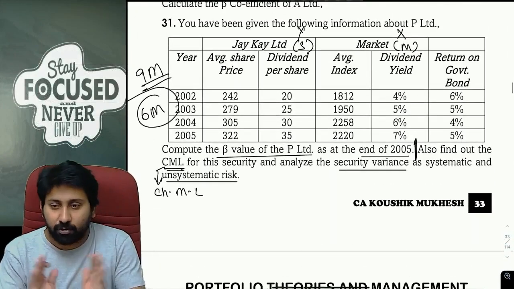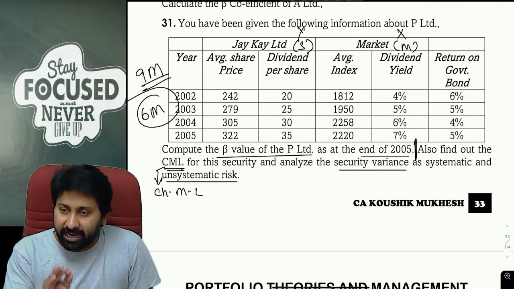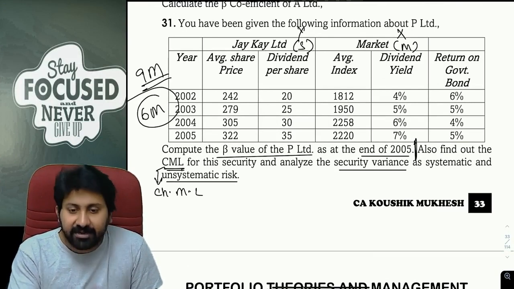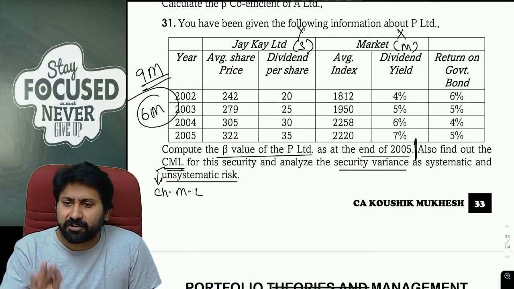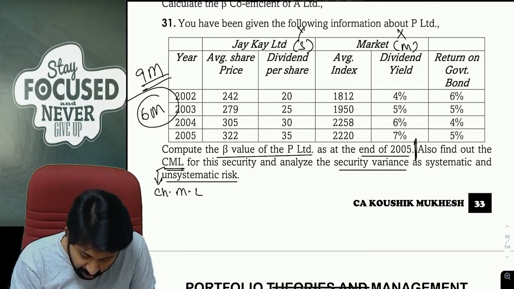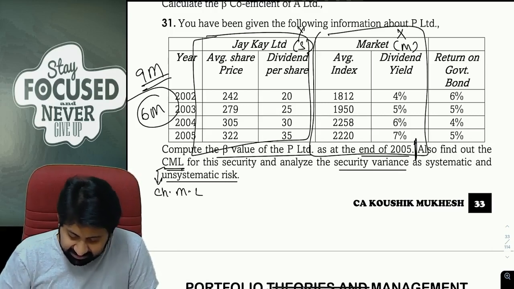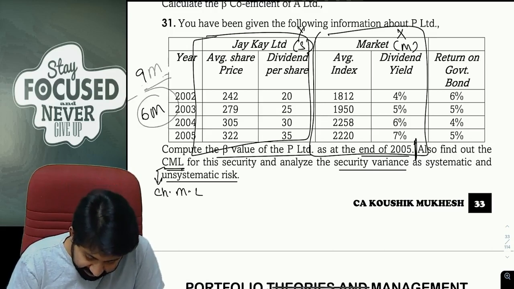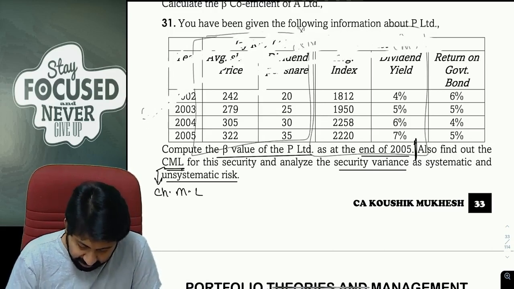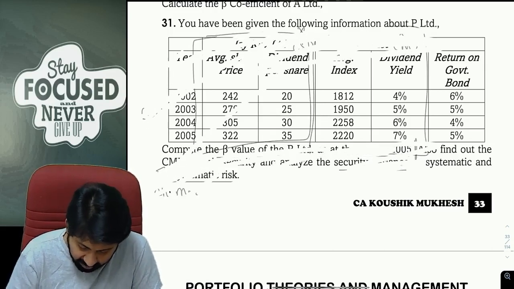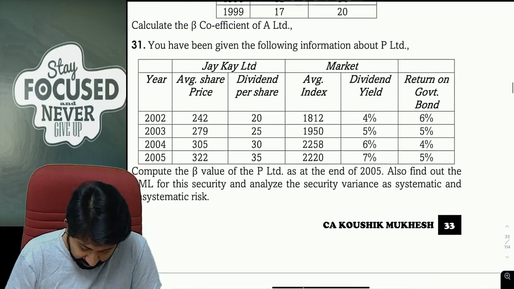First, what do we have to do? To analyze the market and the security, we should first calculate the return of the security and the return of the market for the last years. First, listen carefully. I will make certain points clear, and after that you can do it. See here, point number 1.